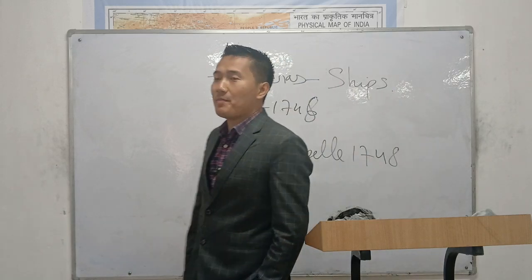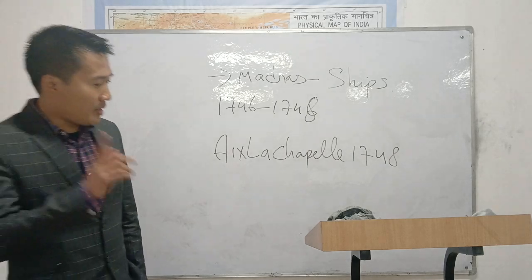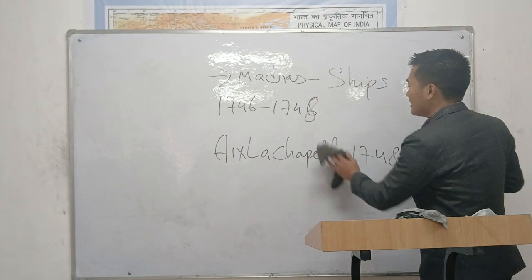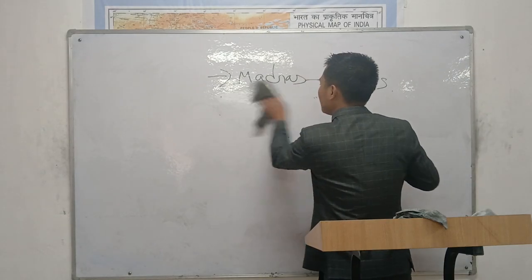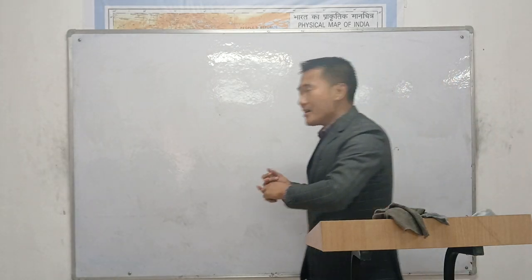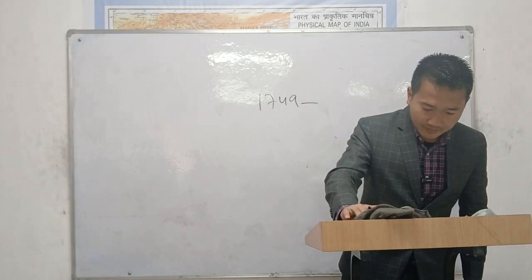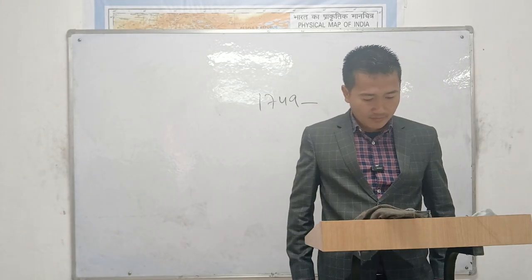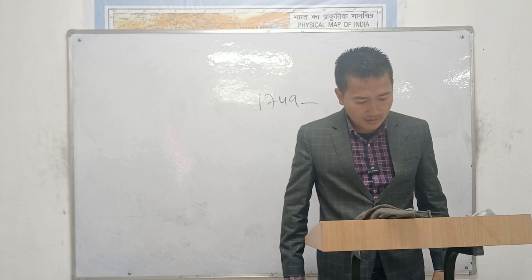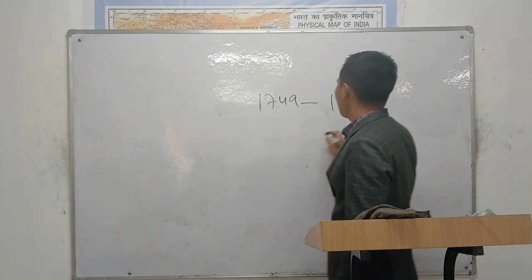So now they are living happily, right? But again, they all know they are rivals. Yes, they are rivals. Unless we defeat these people very badly, they will never go back. So again, the second Anglo-French war occurred in the year 1749. Please write it down. And it ended in the year 1754.